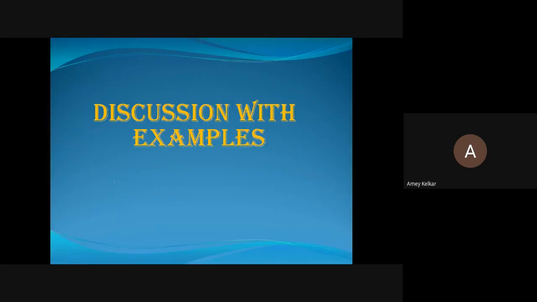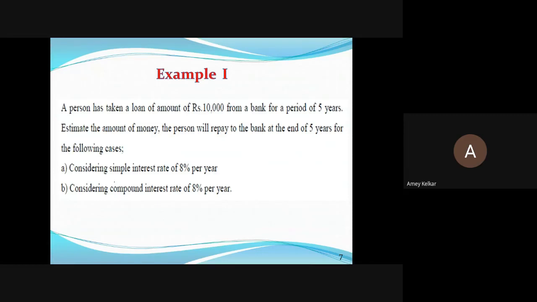Discussion with the example. A person has taken a loan amount of rupees 10,000 from a bank for a period of 5 years. Estimate the amount of money the person will repay to the bank at the end of 5 years for the following cases. So case A is considering simple interest of 8% per year, and the second case, case B, is considering compound interest. So the definitions we have studied just now will become much more clear when we take this example. So the example is pretty simple here.